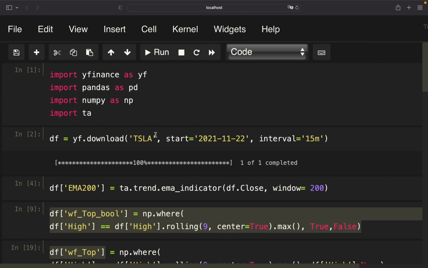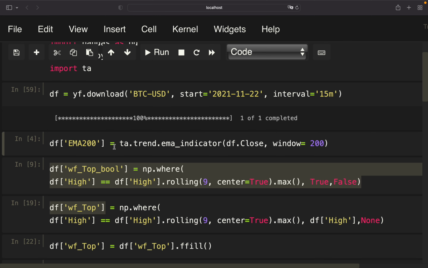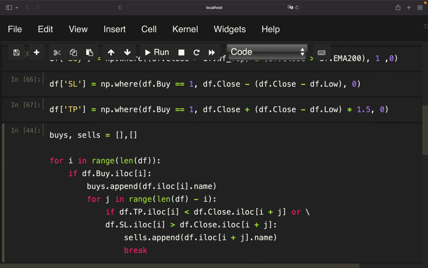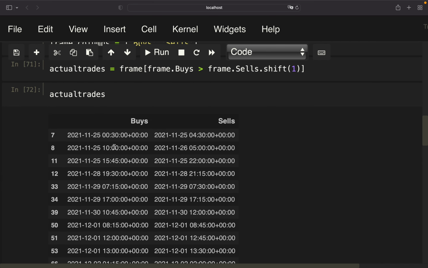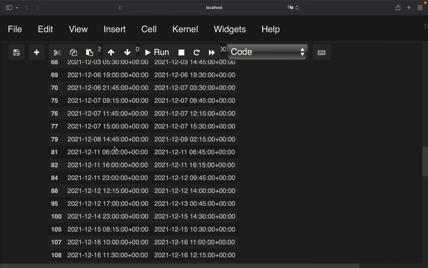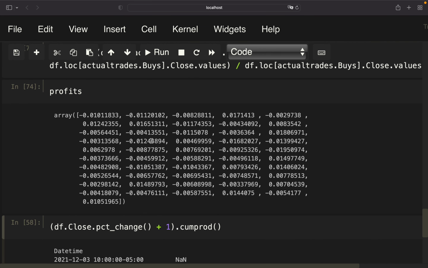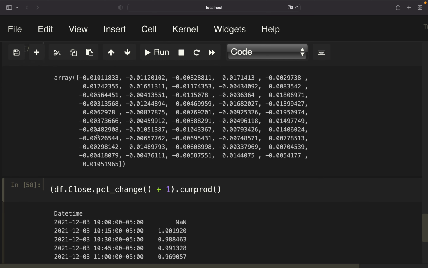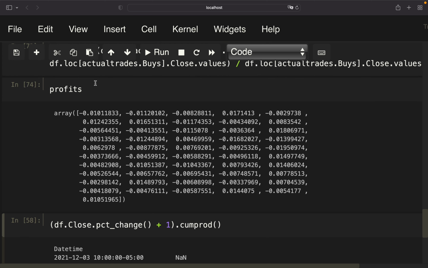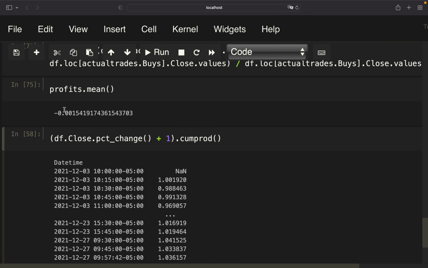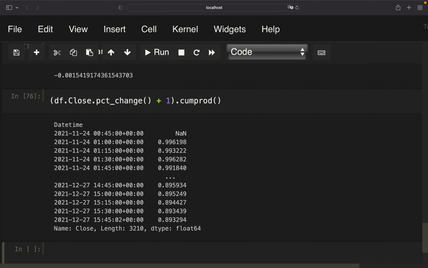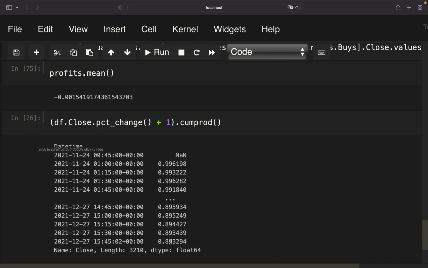So let's take another example here, Bitcoin. Some more trades, as it seems. Wow, a lot more trades here, and horrible trades, it seems. So what do we have here? Yeah, bad, very, very bad. But on the other hand, we also have bad Bitcoin performance here.